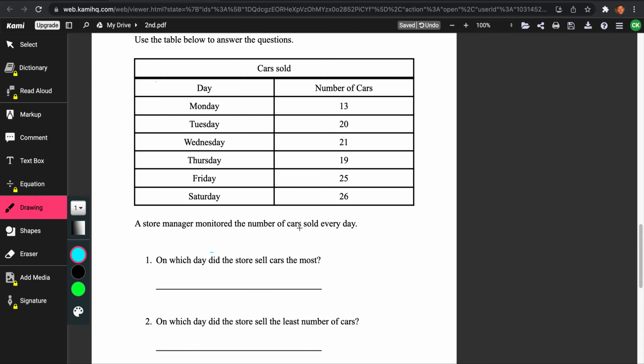A store manager monitored the number of cars sold every day. On which day did the store sell the cars the most? So we gotta figure out the biggest number. So 13, that's the biggest so far. Oh, but look, this number's bigger, so 20, but 21's bigger, so 21 is the biggest so far, but 19 isn't bigger than 20, so that wouldn't work. But 21 is less than 25, so the biggest number right now is 25, but 25 is less than 26, meaning that the biggest number is 26, and since 26 is the biggest number, that day is Saturday, so the answer would be Saturday for number 1.